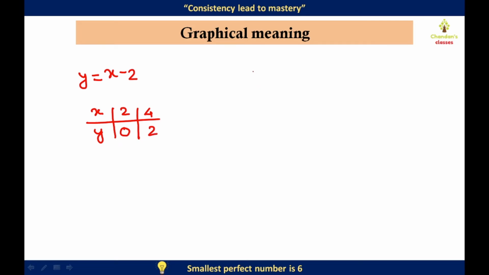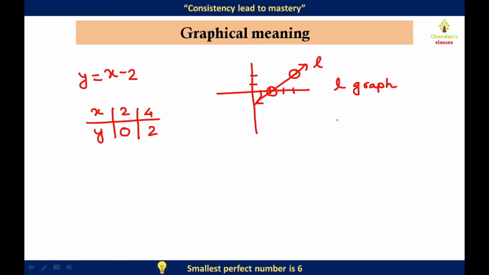Now we shall draw the graph. What we'll do, we'll draw the coordinate system, y-axis, x-axis, and we'll plot the points. The first point is 2, 0, so this is the point here. Second point is 4, 2. Okay, the second point is here. And what we'll do now, we'll join them by a straight line, and let's call it L. So what is that L? The L is nothing but the graph of the polynomial x minus 2.